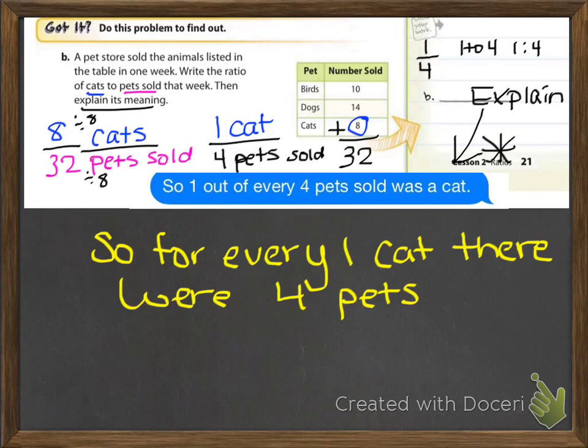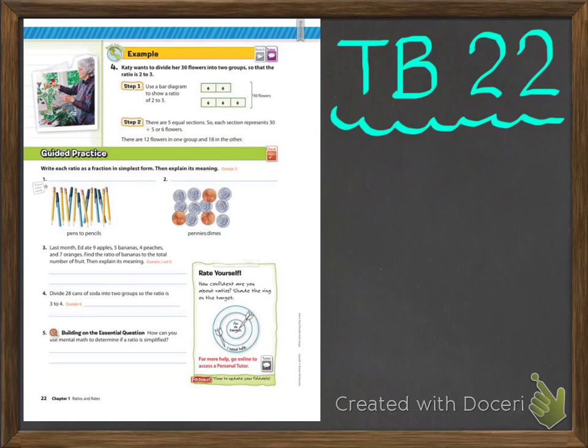I'm going to write the most common errors. It says, so for every 1 cat, there were 4 pets. Kids love to write these this way. This is absolutely, positively wrong. So I do want you to write it down, but I need you to write that it's wrong, just like I wrote right here. All right, we're in the home stretch now.